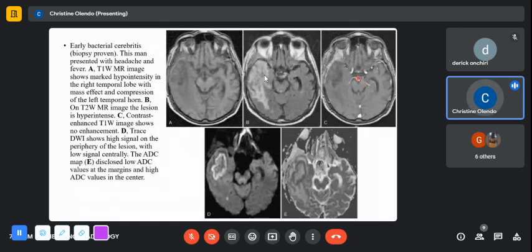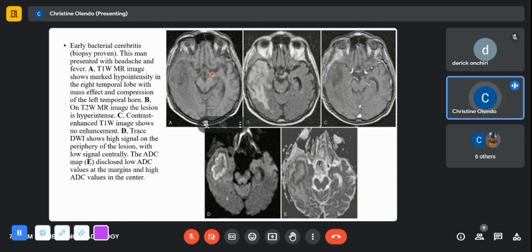On T1 with contrast, the lesion itself is not picking up any contrast, so it just remains hypointense compared to the T1 image. And when we go to our DWI, we're seeing that the lesion is bright on DWI with a low ADC value, which shows that there is some restriction in this area. So these are features of early cerebritis, because it is not encapsulated; it's more of a diffuse lesion that just presents initially before we progress into the next stages.